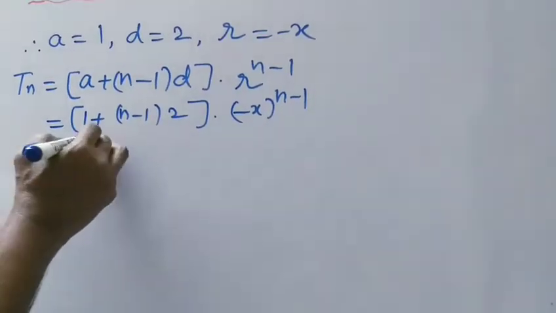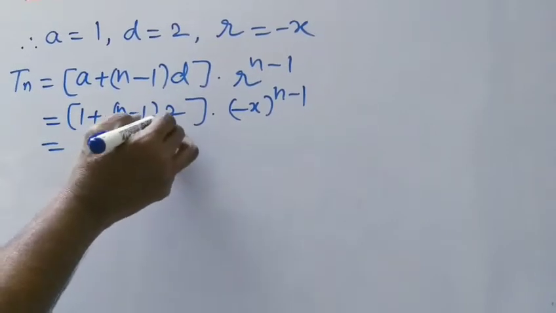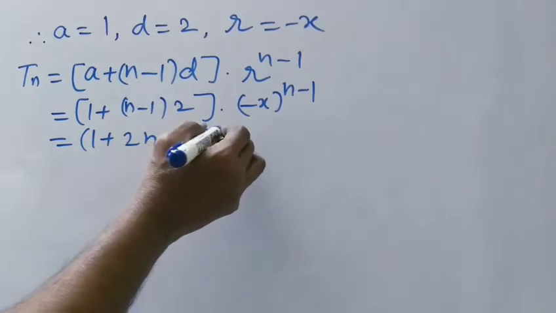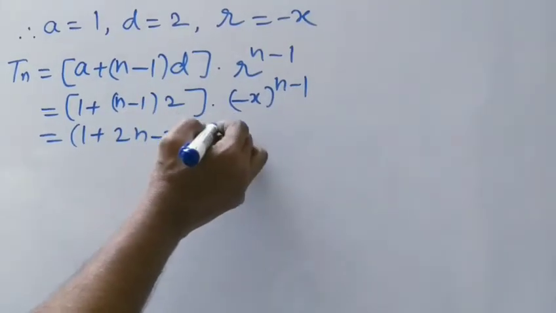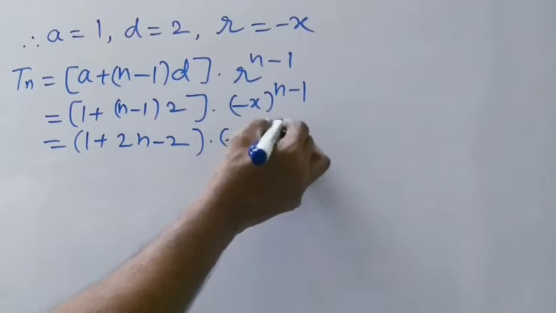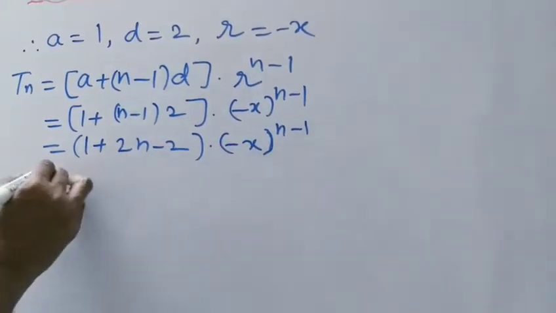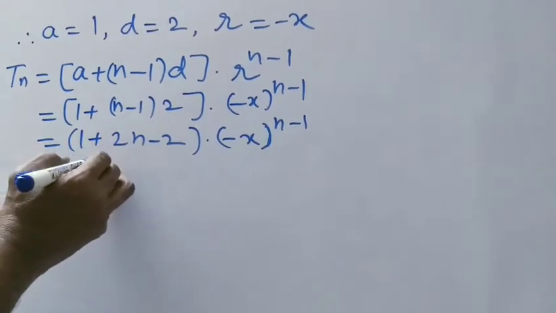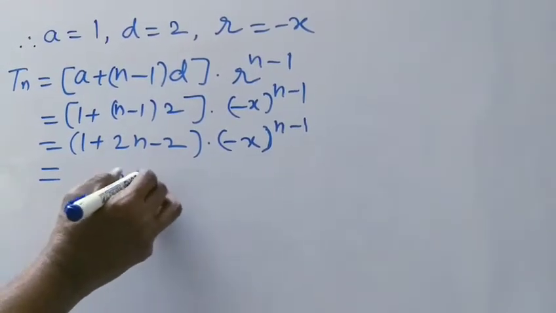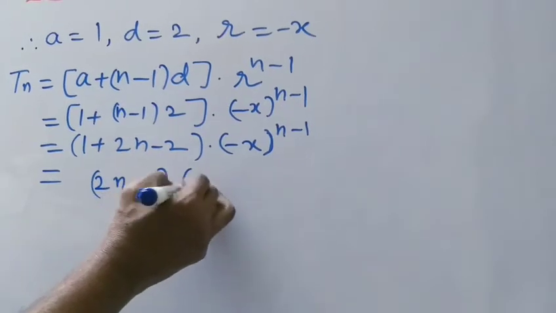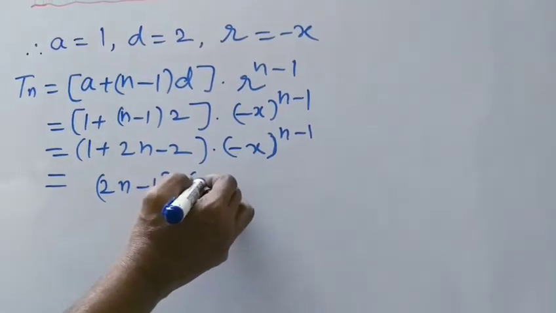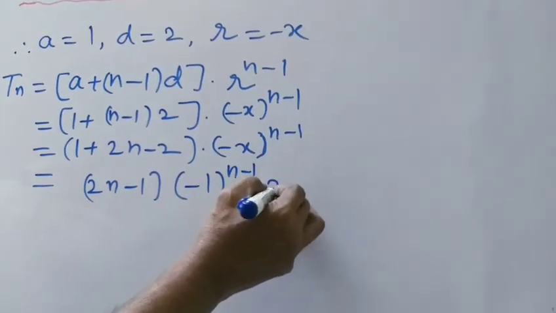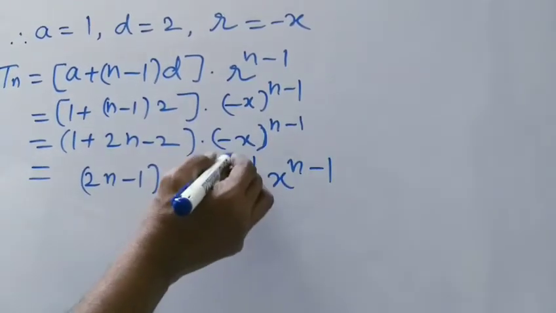This is equal to 1 plus, on expanding this bracket, (2n minus 2) into (minus x) whole to the power of n minus 1. This is equal to minus 1 plus 1 becomes minus 1. So (2n minus 1) into (minus 1) whole to the power of n minus 1 into x to the power of n minus 1.